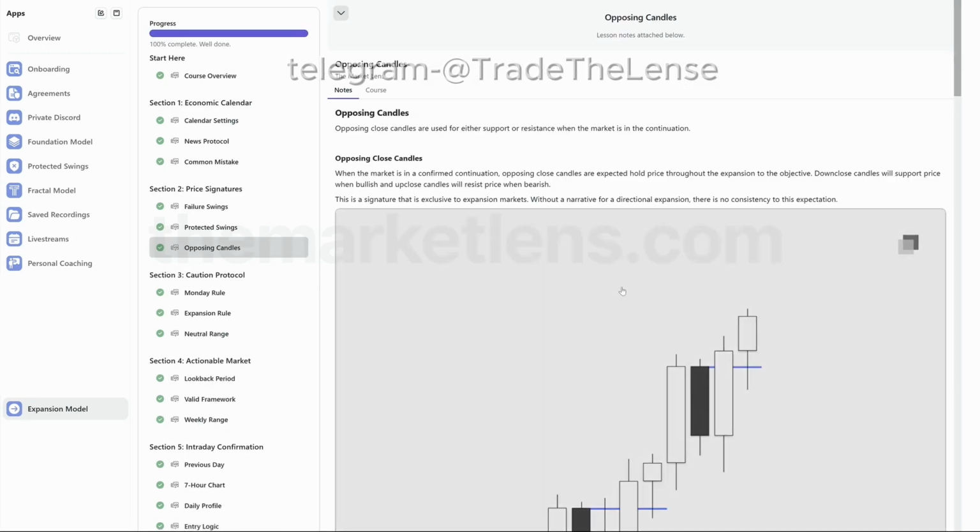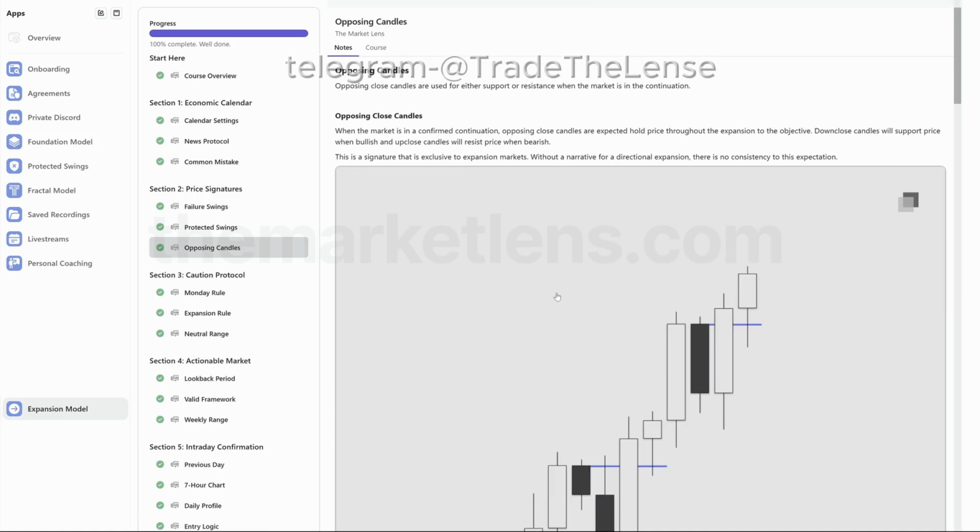Opposing candles. This is more for when the market is in a continuation. So we've already likely formed a protected swing. We're trading away from it. The market is in that continuation. The general expectation, pretty much across all time frames, is that when the market is expanding, opposing close candles, certain ones that are closed through, should hold price. So if you close above down close candles when the market is expanding to the upside, those should support price. If you close below up close candles while the market is bearish and expanding lower, those should resist price once it closes through. This here.